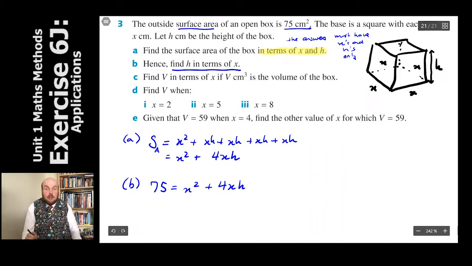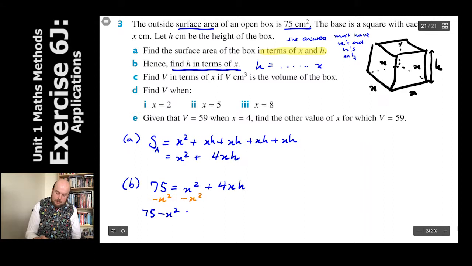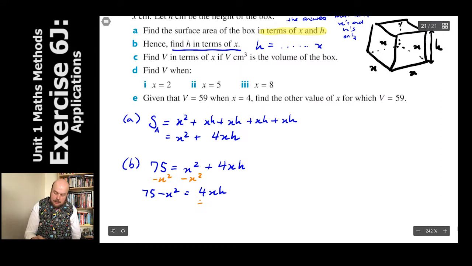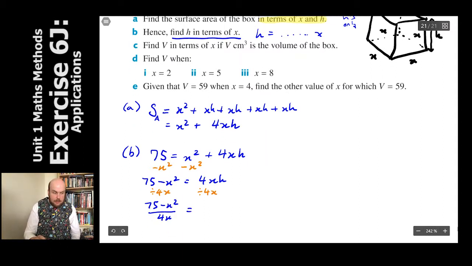So now we just need to solve for h. Find h in terms of x. What that means is h equals some x somewhere. So I'm going to minus x squared on both sides. 75 minus x squared is equal to 4xh. And then I'm going to divide both sides by 4x. So it's equal to h.